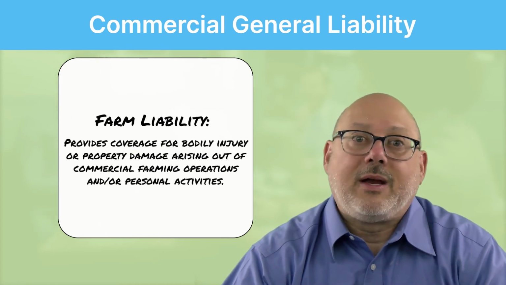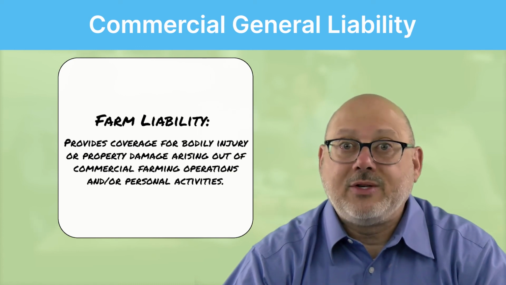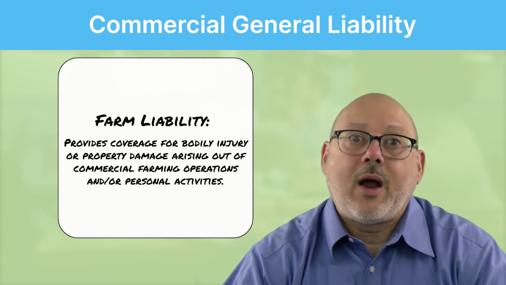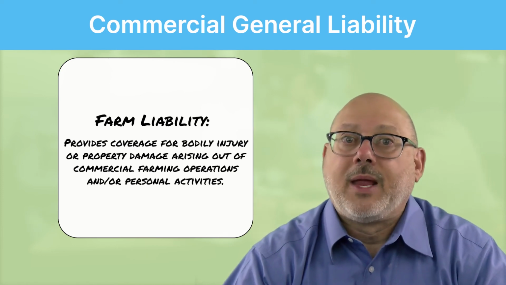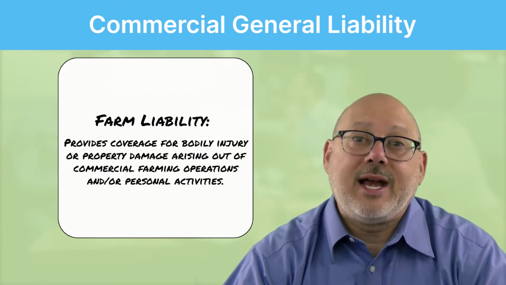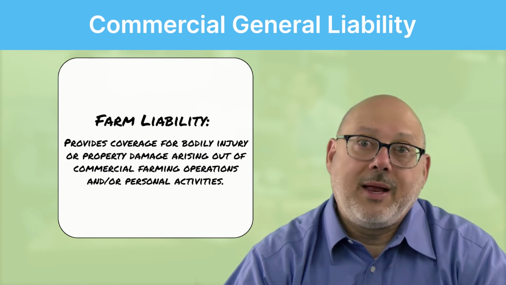The farm liability coverage form provides coverage for bodily injury or property damage arising out of commercial farming operations and/or personal activities of the farmer. It covers personal and advertising injury and provides medical payments coverage without regard to liability.